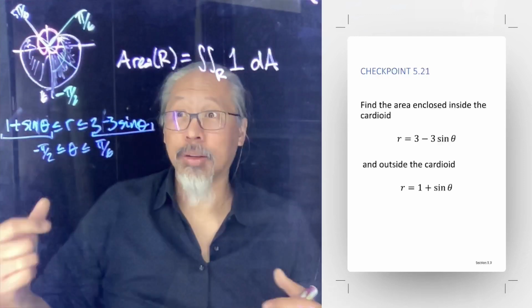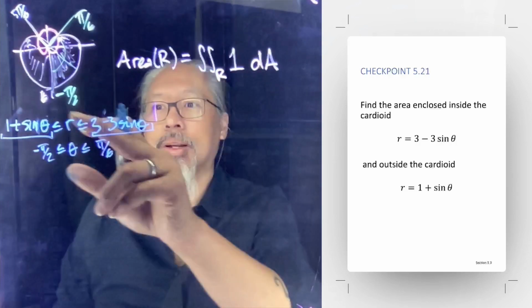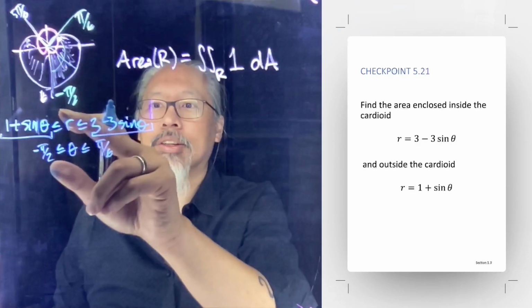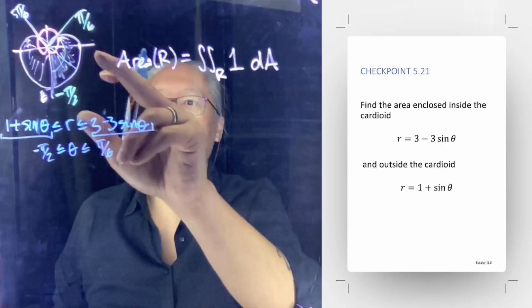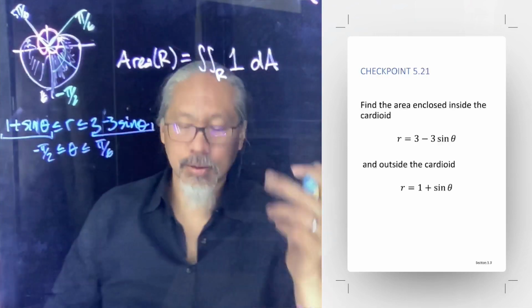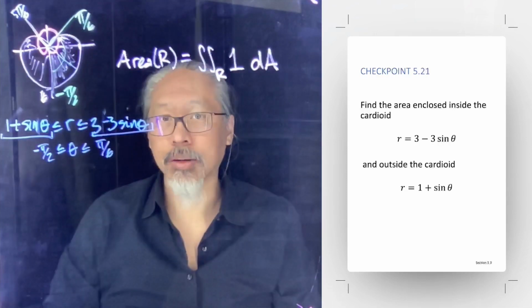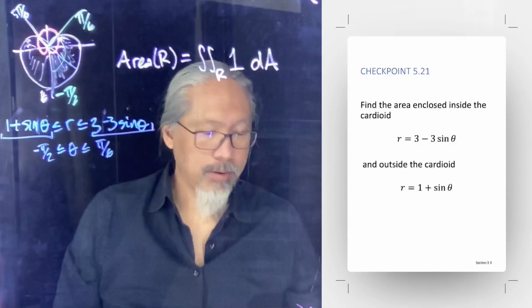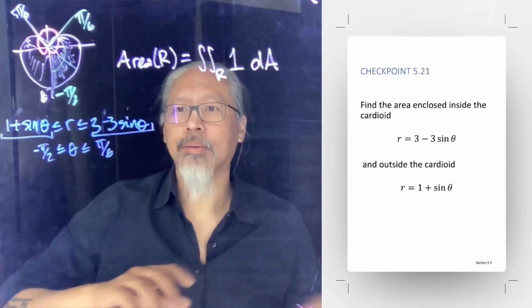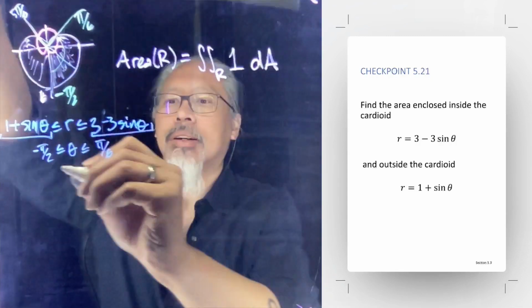That's probably one of the better ways to do it, but the best way, I think, is to cut it in half and just go from negative pi over 2 to 0 to pi over 6. Well, we'll skip the 0 part and just go to pi over 6. All right, we're going to set up our double integral now.